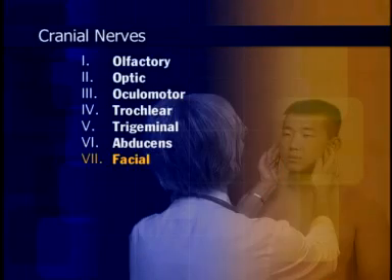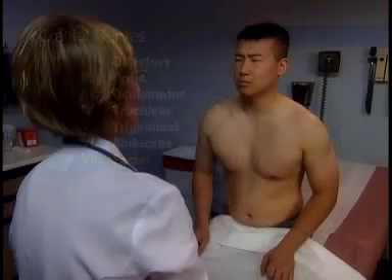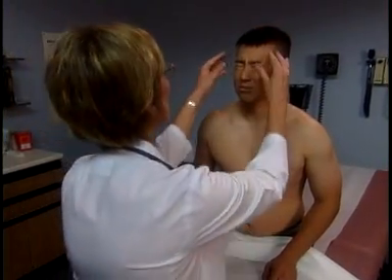Cranial nerve 7 is assessed by inspecting the patient's movements of facial expression. Shut your eyes. Keep shut. Okay, relax. Puff your cheeks. Okay, smile. Good. And show your teeth.